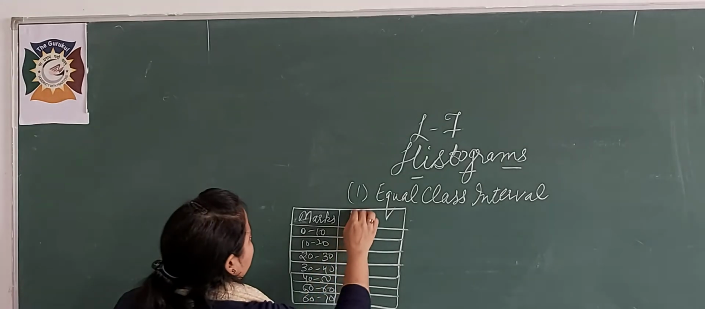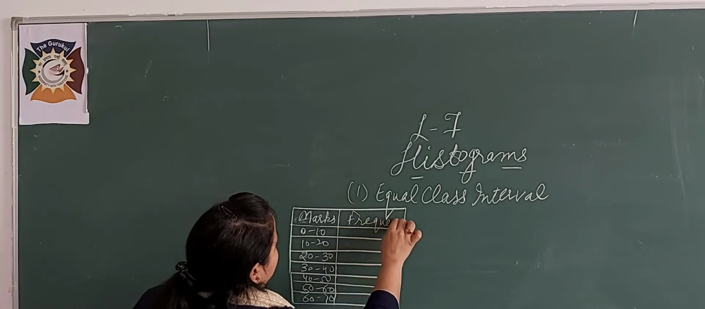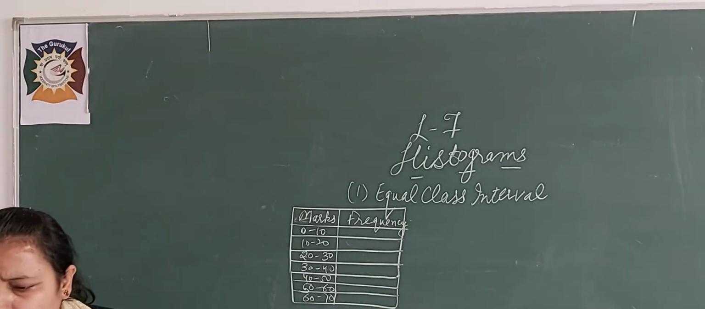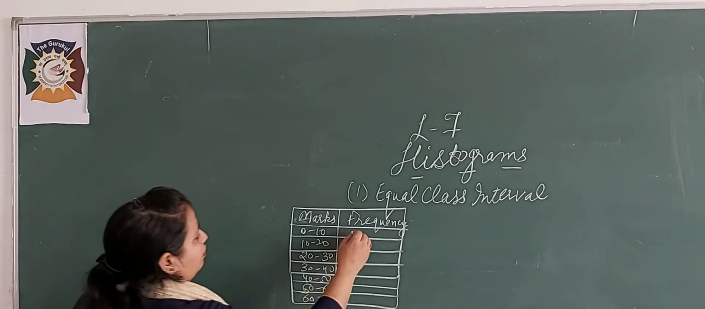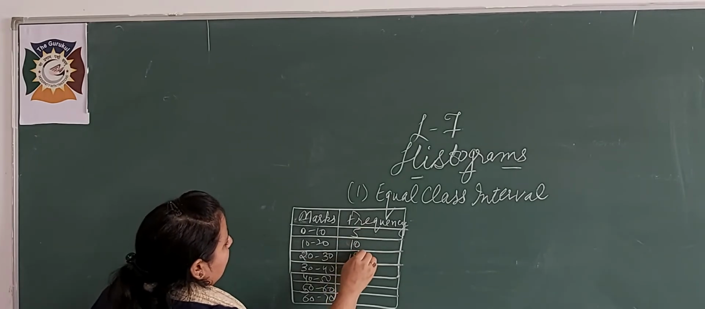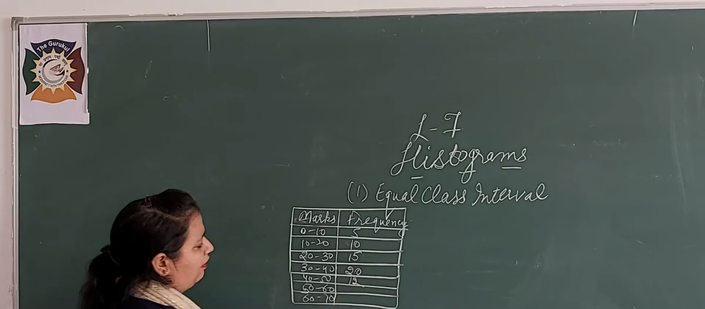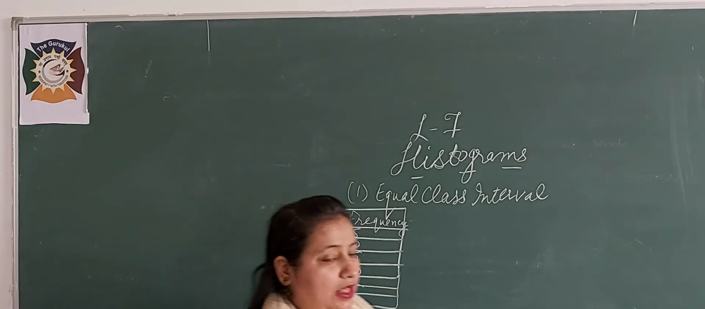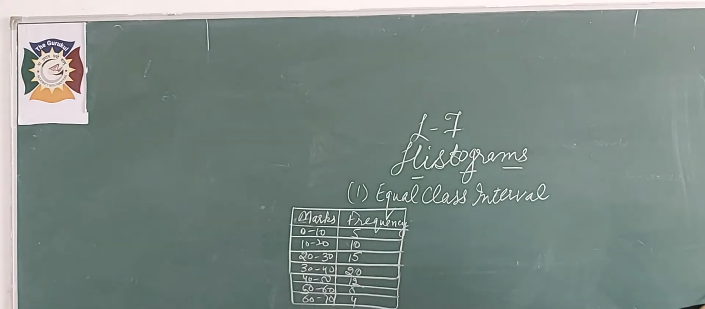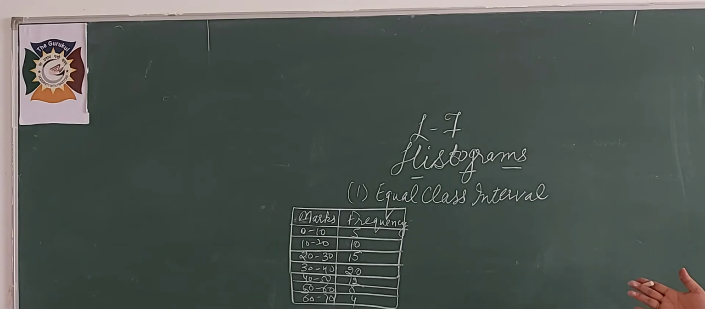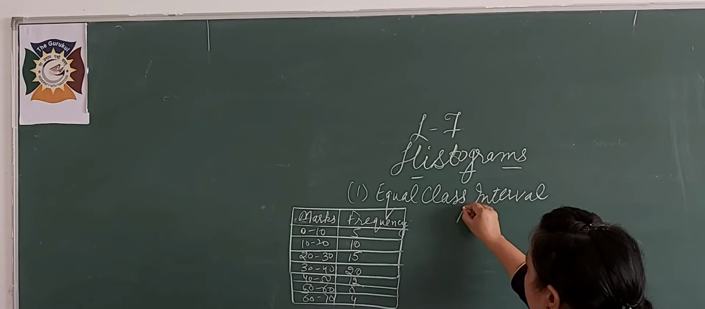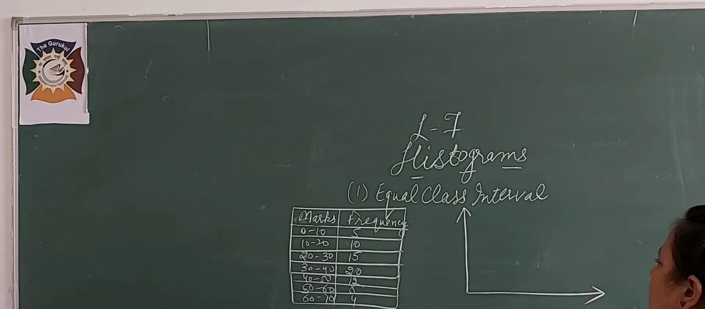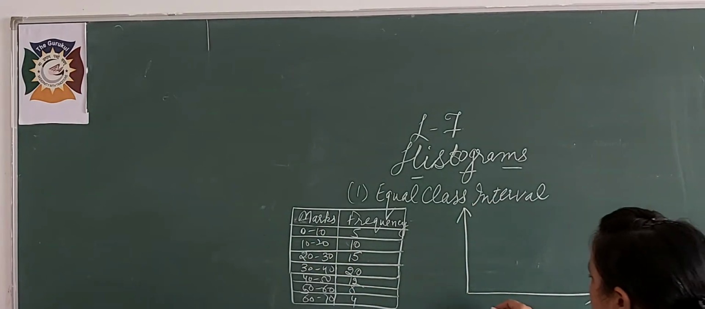Frequency, the number of students who score the marks in between, that is 5, 10, 15, 20, 12, 8, 4. In this series, what you have to do? You have to show it with a histogram. So that is given. I am going to start. Histogram. Class intervals are equal, so I will make it equal.